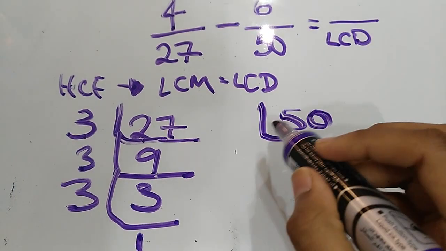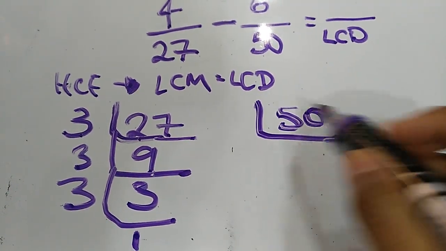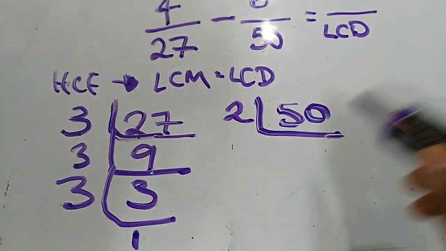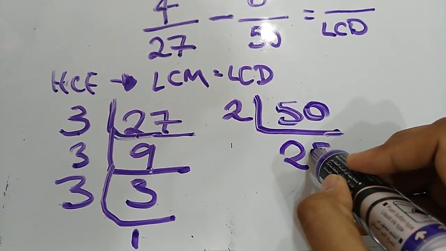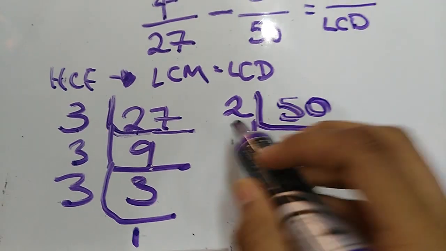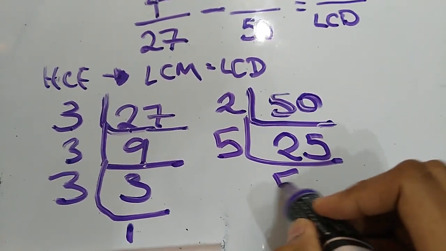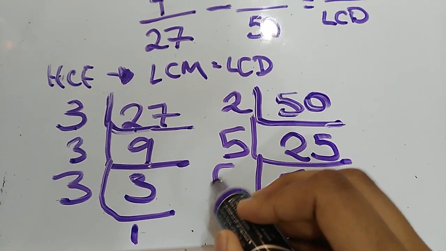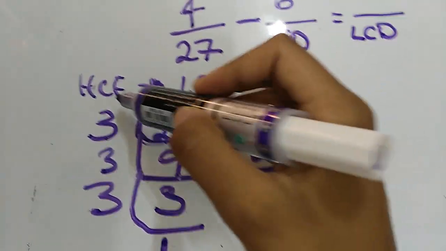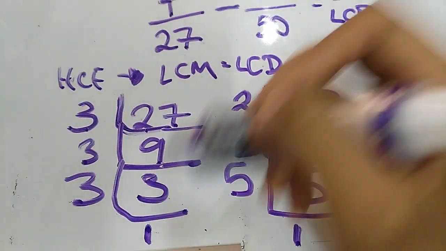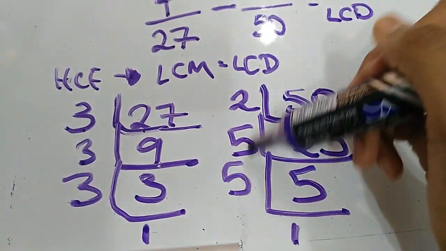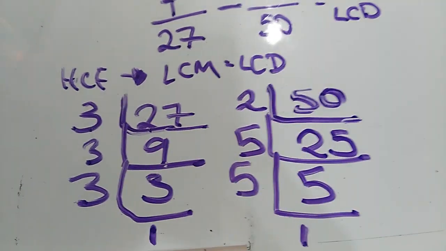Now 50. What is the smallest possible prime number that can go into 50? 2. And that gives me 25. And then that would be 5. And that would give me 5. And 5 here. So these are the factors, and 1 of 27. And these are the factors, and 1 of 50.